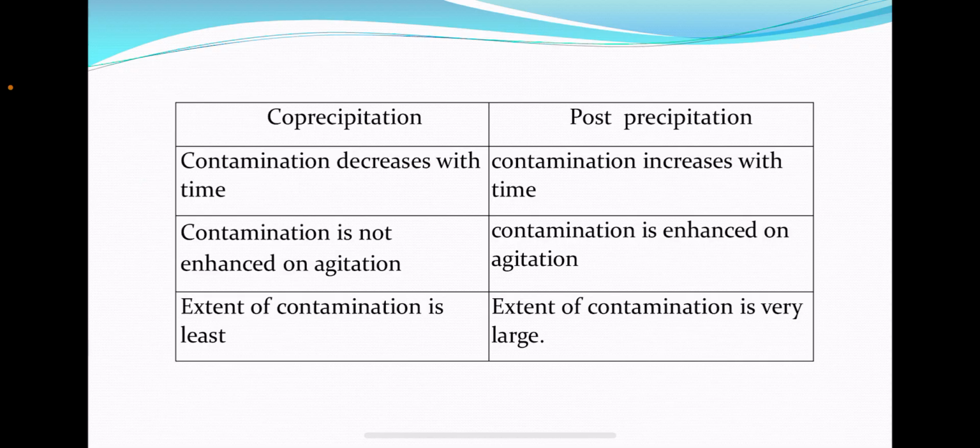Okay, so post precipitation means what? Once the precipitate is formed, there will be chances of formation of impurities. The precipitation of an impurity after the main precipitate has been formed is called post precipitation.